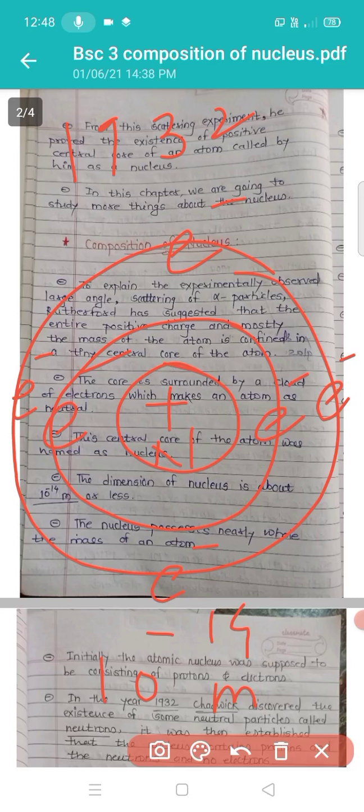Thus, the protons and neutrons are the constituents of the nucleus. Together they are known as nucleons. The proton carries positive charge, and the magnitude of the charge of a proton is plus e. This is the composition of the nucleus.